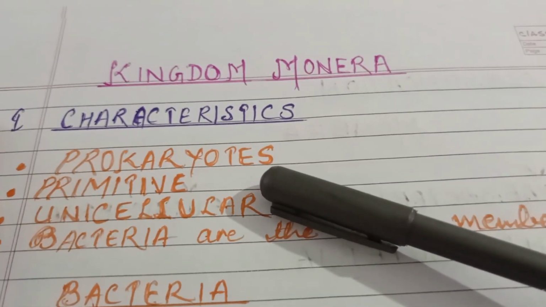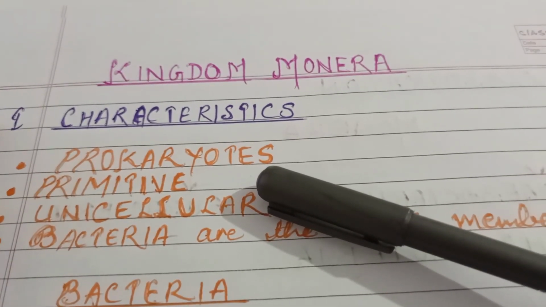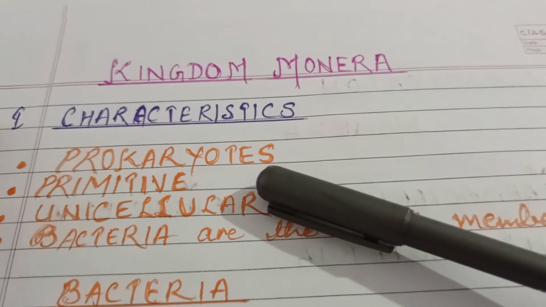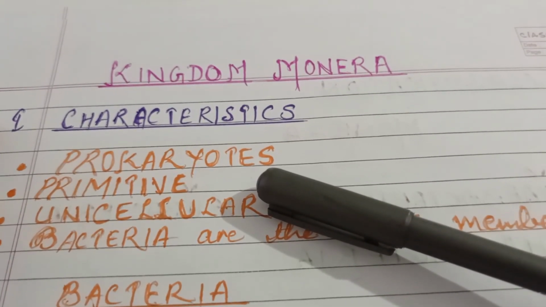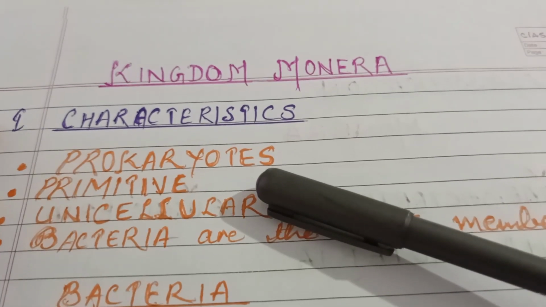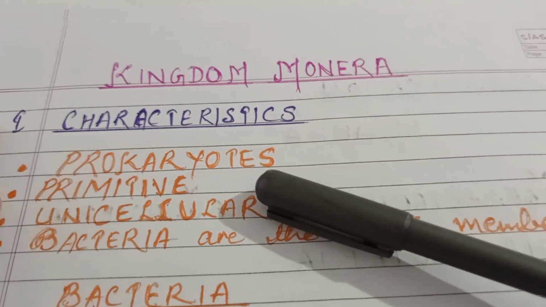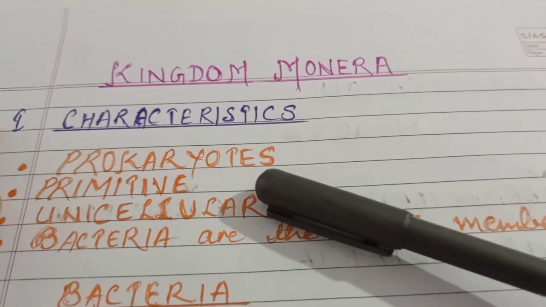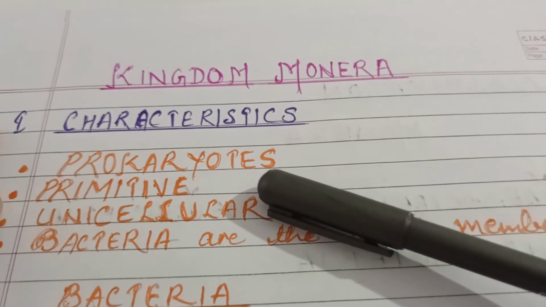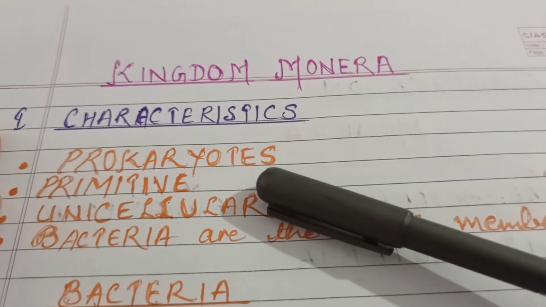Now next character, they are very primitive. Primitive means very primary, ancient, very simple, earliest. We have discussed that the classification was also based on the evolutionary history of the organisms. We are studying the very first kingdom. That means they include very primitive, very ancient, earliest organisms. So they are primitive type, very simple, or you can say ancient or earlier.